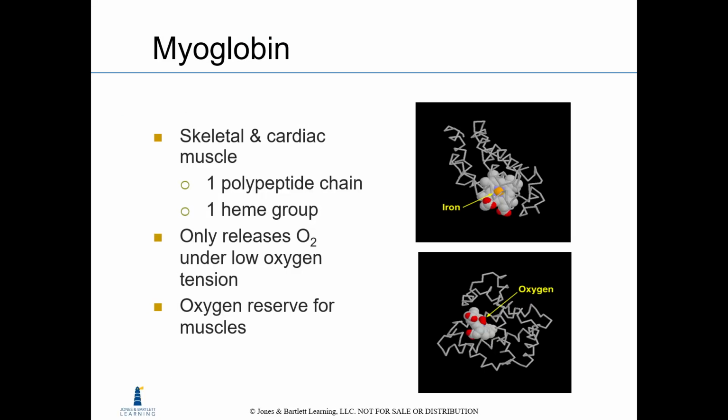So moving on to myoglobin. Myoglobin is found in skeletal and cardiac muscle. It contains one polypeptide chain and one heme group. Its job is to store oxygen in the muscles, and it will only release oxygen under low oxygen tension. So when oxygen is needed by those muscles, this is kind of the backup storage molecule for oxygen.